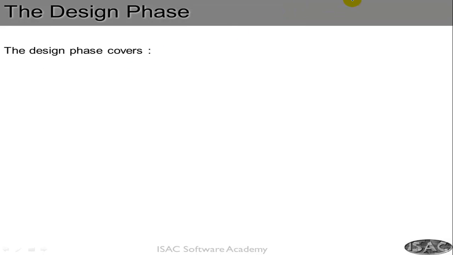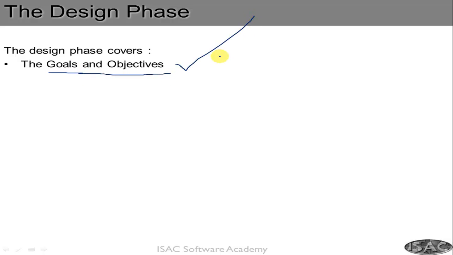Now, the design phase covers a few things. First is the goals and objectives. What are the goals of your website? Is it for selling a particular product, or is it for branding? Is it for attracting new customers? What is the goal and objective? The goals and objectives must be clarified in the design phase itself.